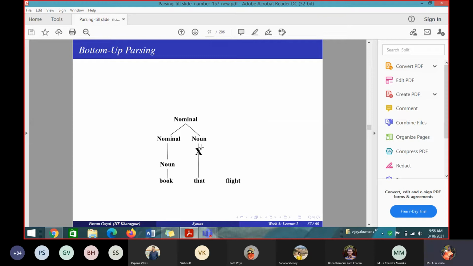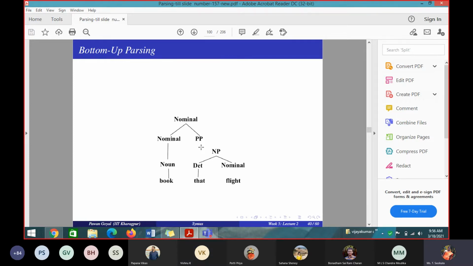Again, this noun is that. No, that is not possible. So this path is there. Again, nominal, other side preposition is there. Nominal gives nominal, preposition is there. Yes, ma'am. That rule is there.